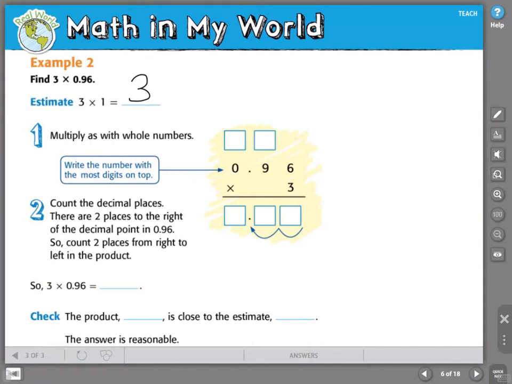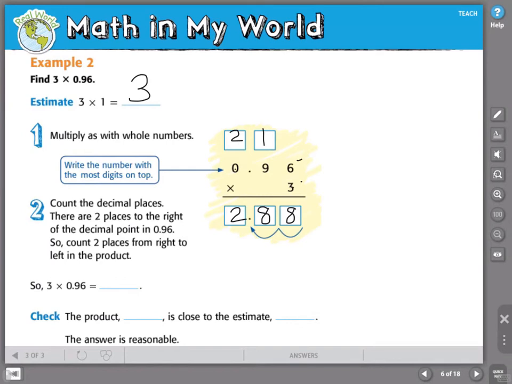So we're going to multiply as though we're multiplying whole numbers. I'll start here in my ones place. 6 times 3 is 18. Place my 8, carry a 1. 9 times 3 is 27. Add a 1, I get 28. 0 times 3 is 0 plus 2 is 2.